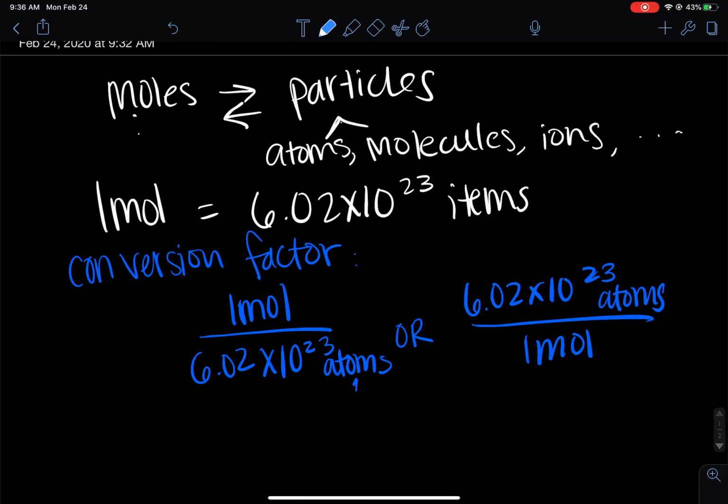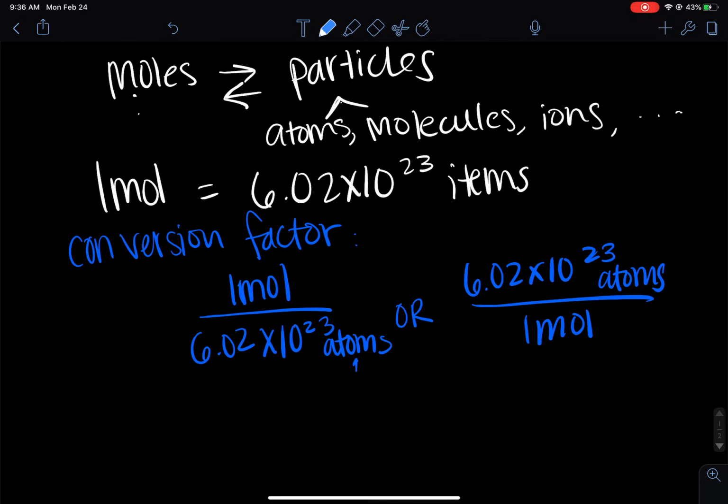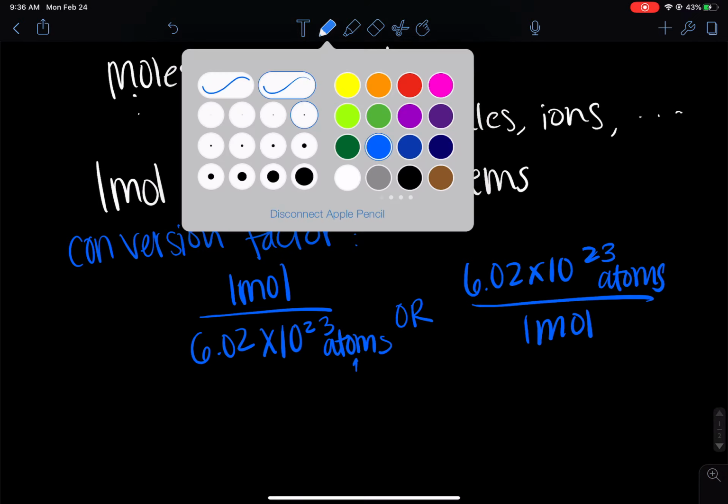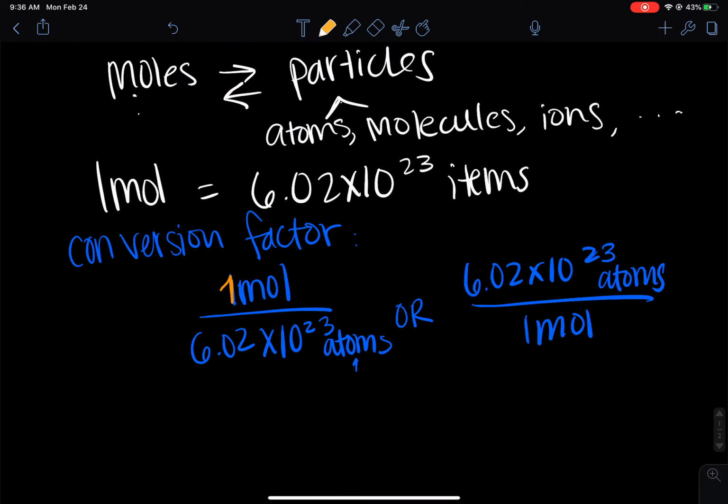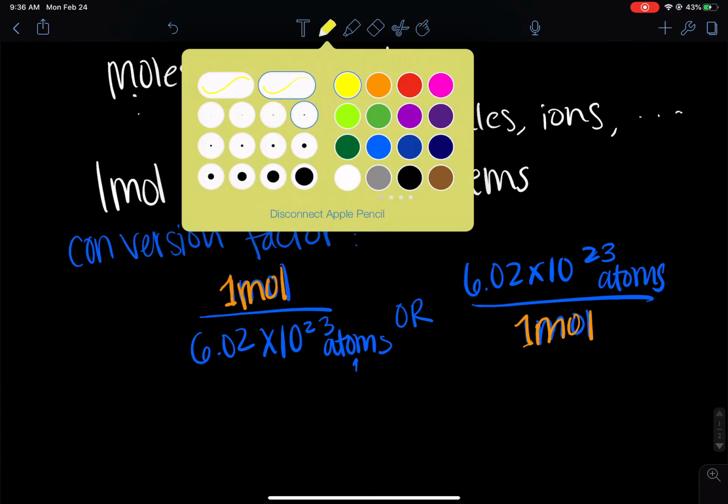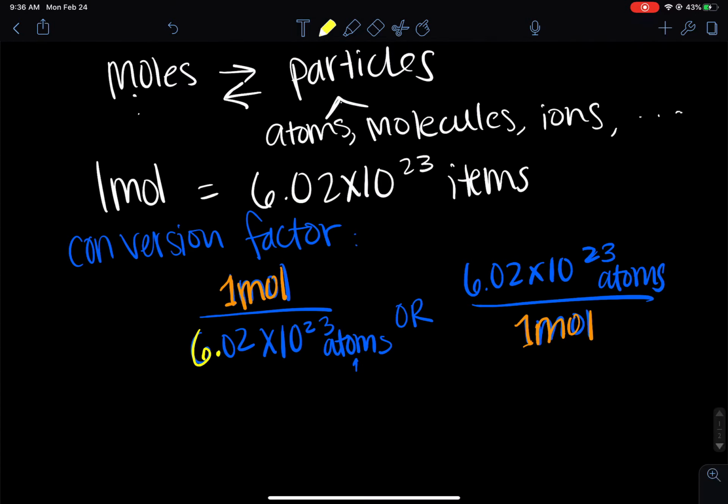So there's a few things that you need to notice about this. First off, the number doesn't change. So the number 1 stays with mole, whether it's on top, whether it's on bottom, okay? Also, that means that the number 6.02 times 10 to the 23rd stays with atoms, whether it's on top or on bottom.